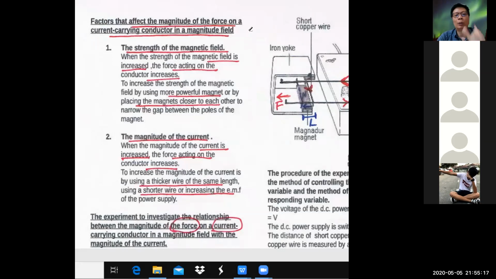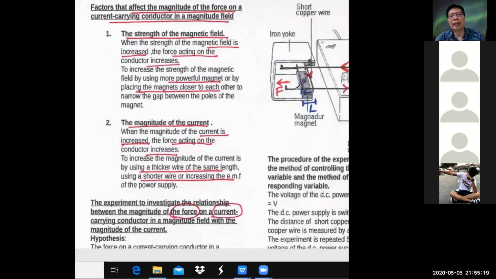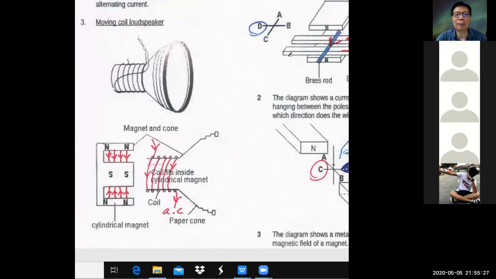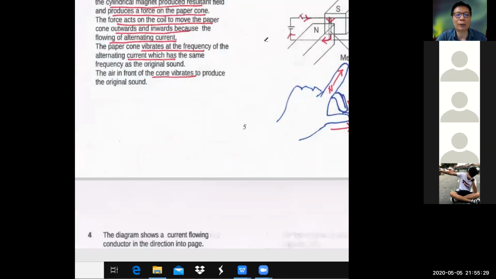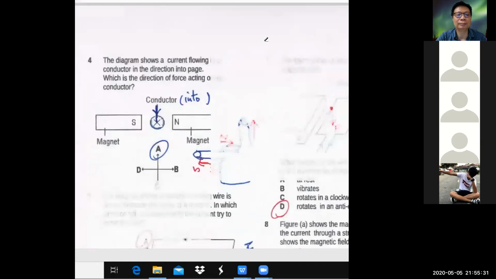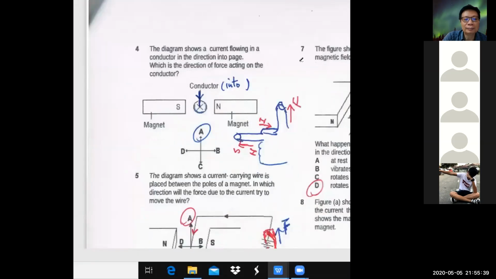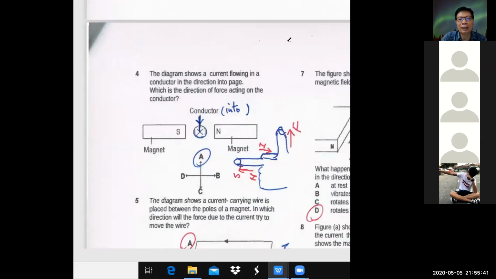Okay, now let's go through a few questions. Few more questions. Just now we solved number 3. Now look at question number 4. Why is the answer A? Who understands why the answer is A?